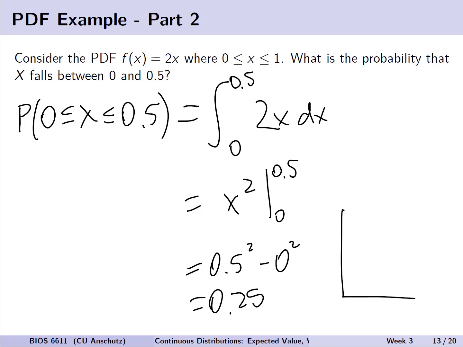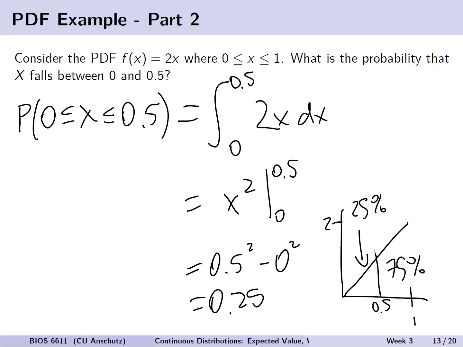Or in other words, if we again just sketch out that PDF, we can note that 25% of our distribution will fall below 0.5, and 75% will be falling above 0.5 up until 1.